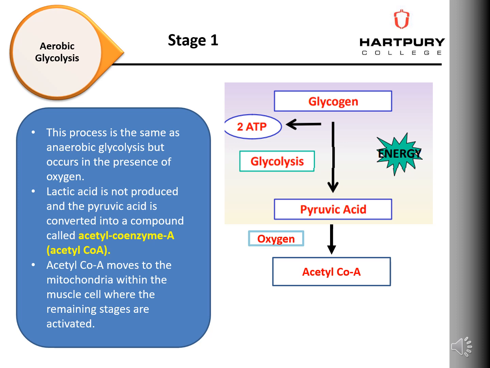So as you can see on the right hand side, we've got glycogen converted into pyruvic acid. That's exactly the same process as the lactate system, creating 2 ATP of energy. Then pyruvic acid is converted into acetyl coenzyme A because we have the presence of oxygen in this case. So it doesn't create lactic acid because we actually have oxygen to neutralize those hydrogen ions.